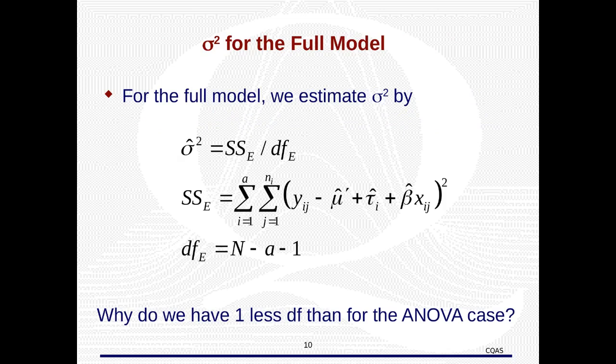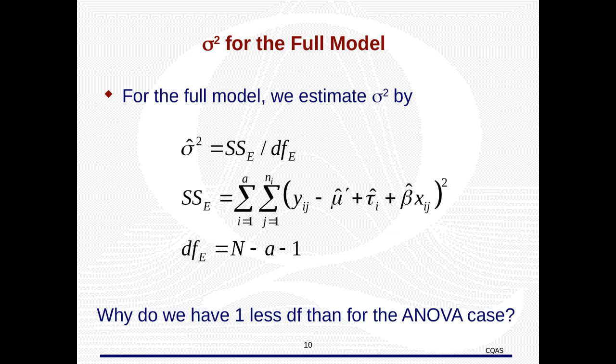Having established our least squares estimates for the full model, we now turn to estimating the error variance, denoted as sigma squared. This estimate is obtained by dividing the residual sum of squares by the degrees of freedom associated with the error term. You'll notice that we have one fewer degree of freedom available here compared to what we'd see in a standard ANOVA framework. This reduction occurs because we're now accounting for the covariate in our model.